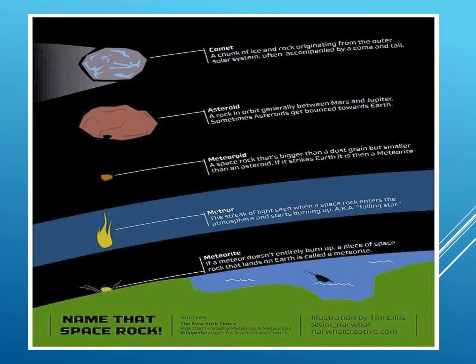So what about a meteor? A meteor is a streak of light seen when a space rock, or the meteoroid, enters the atmosphere and starts burning, also known as a falling star. And the last is the meteorite. It is a meteor that doesn't entirely burn up, a piece of space rock that lands on Earth. So that's it.